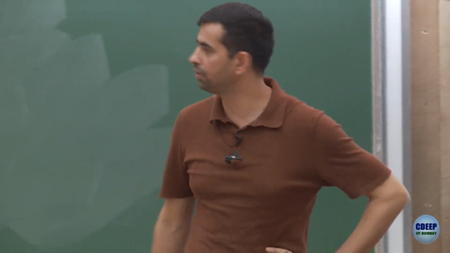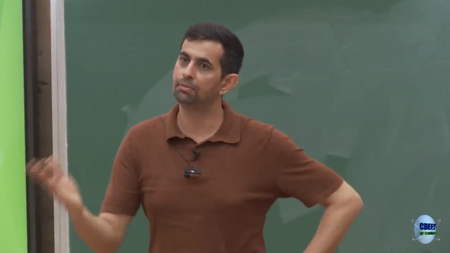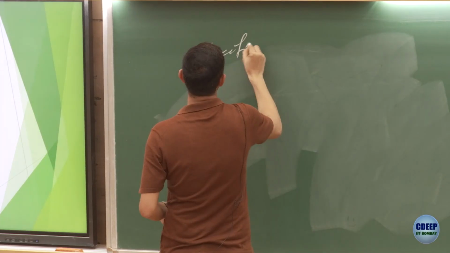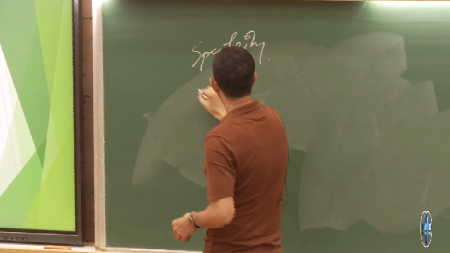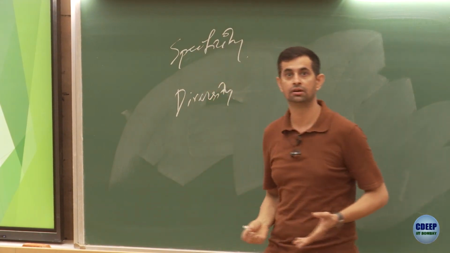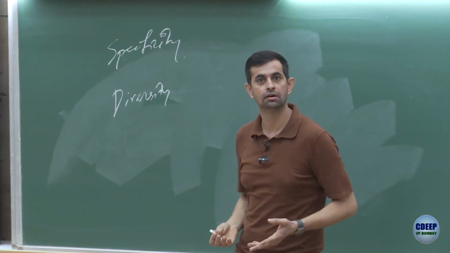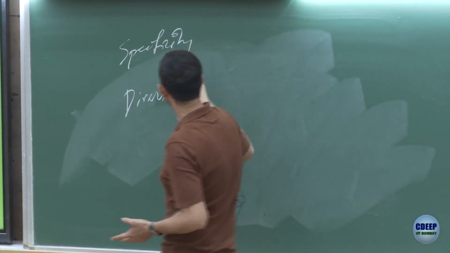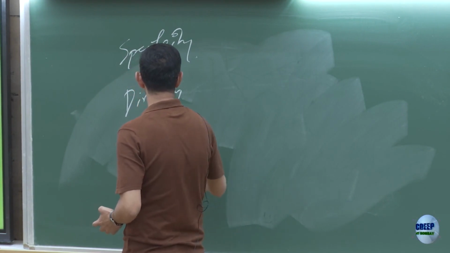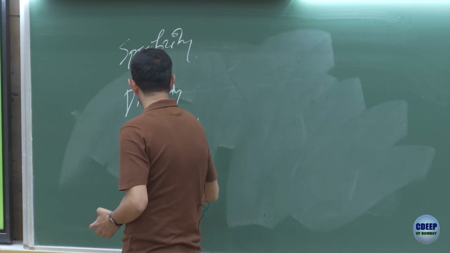Let me quickly tell you. When we talk about innate immunity and adaptive immunity, these are two major immune systems. We discuss them in terms of three or four things, which I usually write here: specificity towards a pathogen, then diversity in terms of the receptors or molecules they have to take care of these pathogens, then self and non-self recognition, and fourth is memory.